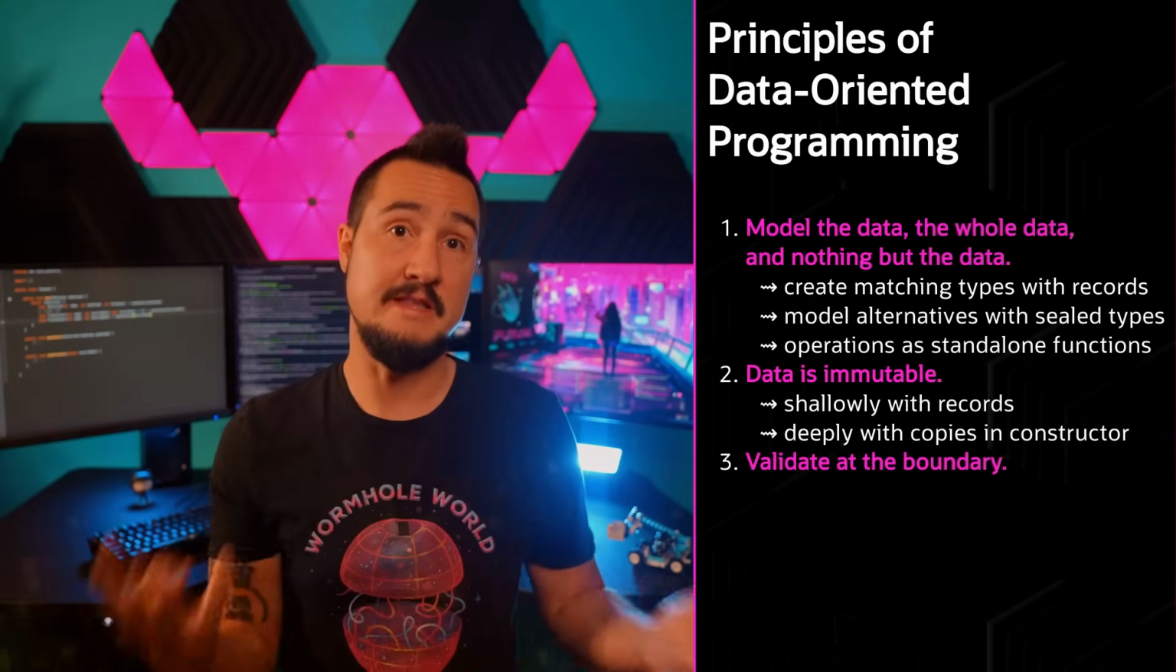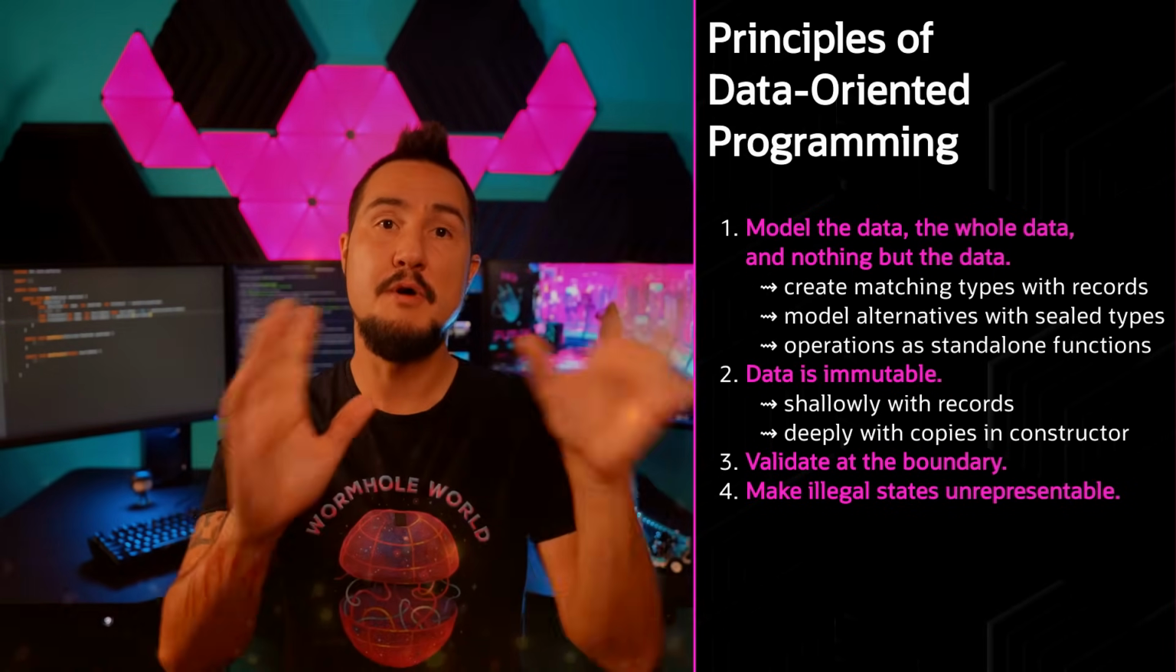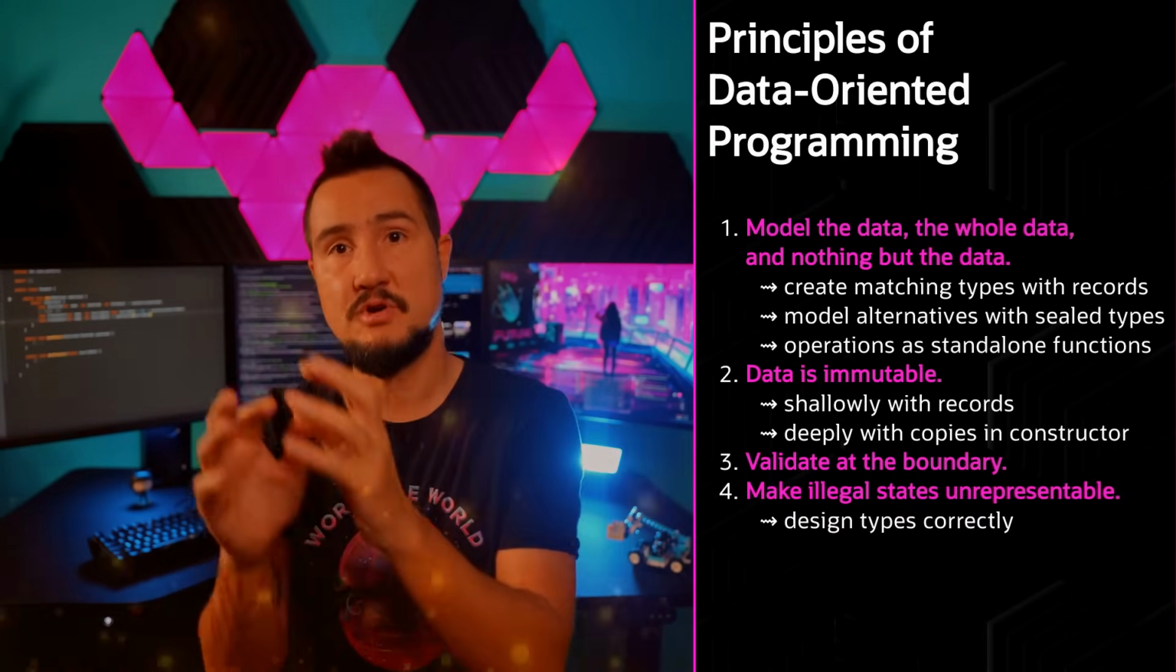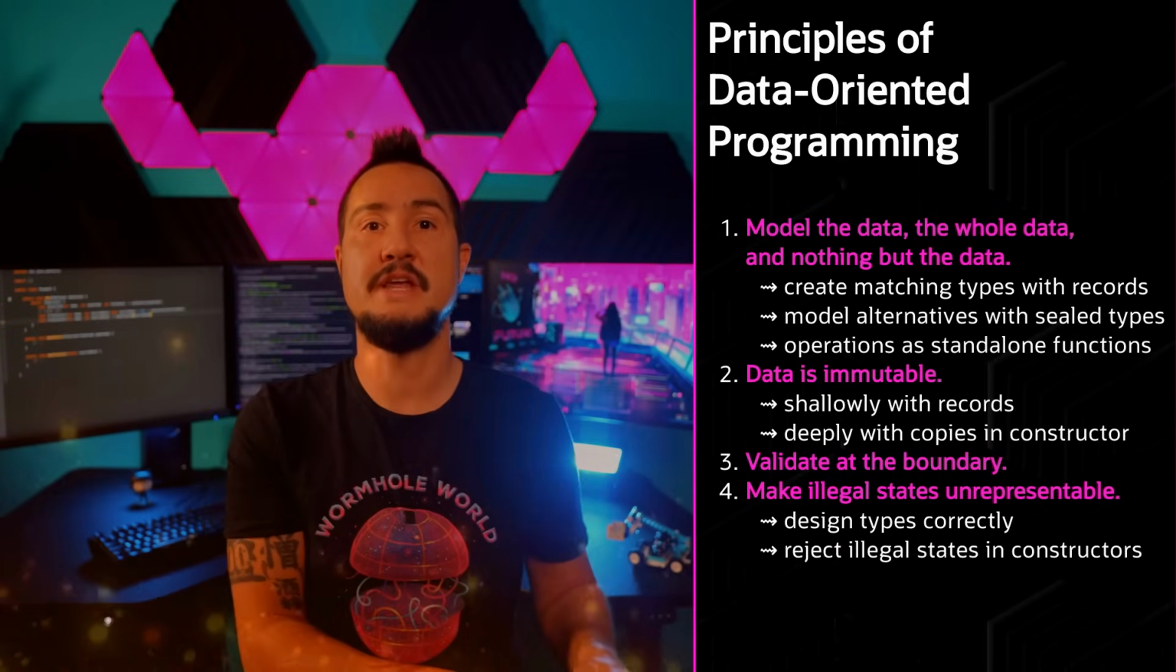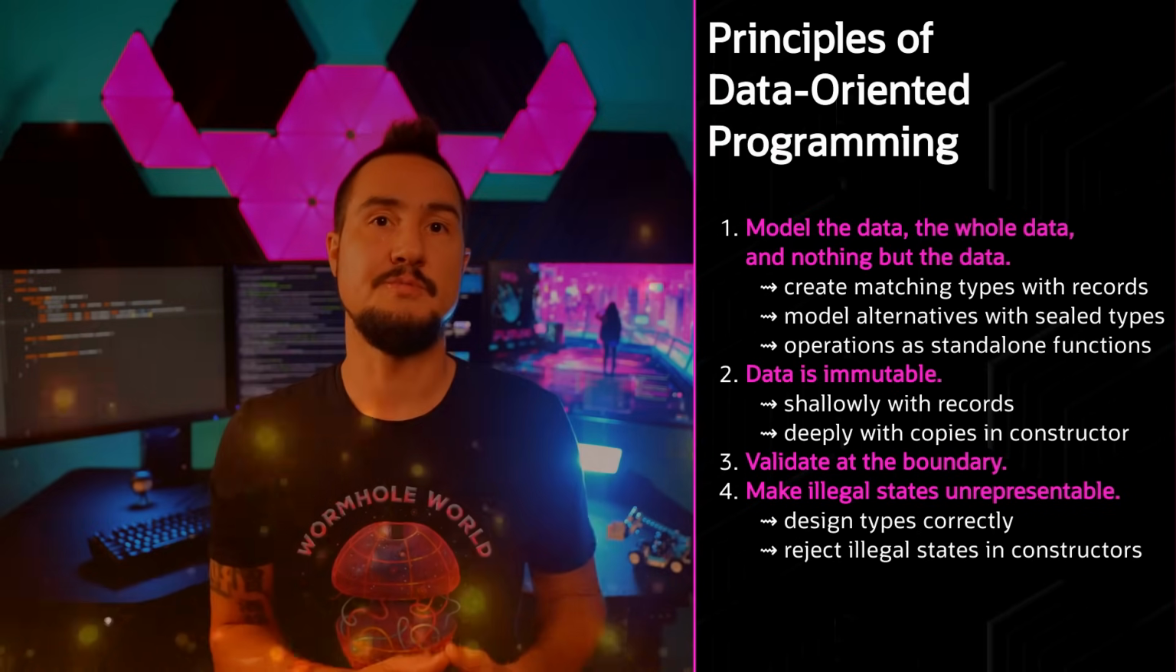Third, validate at the boundary. And fourth, make illegal states unrepresentable, both of which are covered by designing types correctly and rejecting illegal combinations of data in the constructor. And that's it for data-oriented programming.